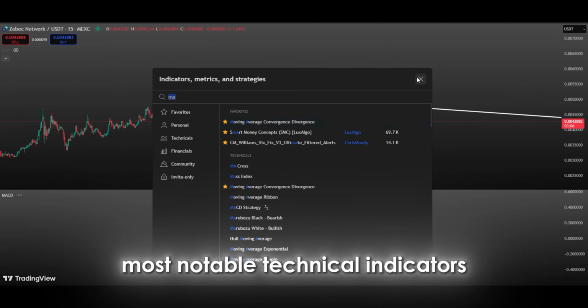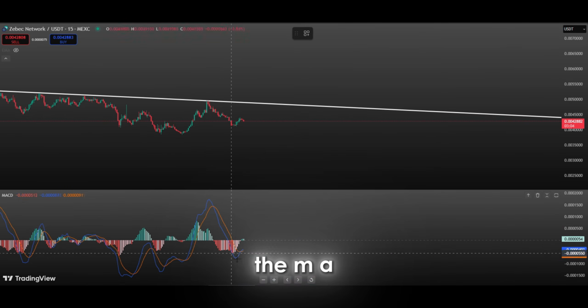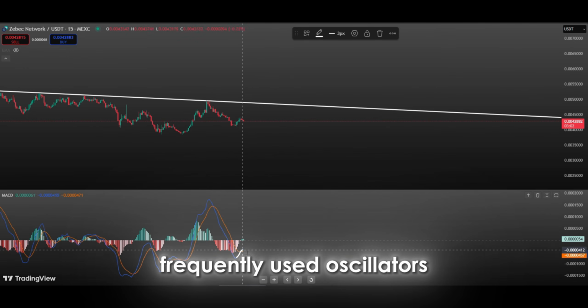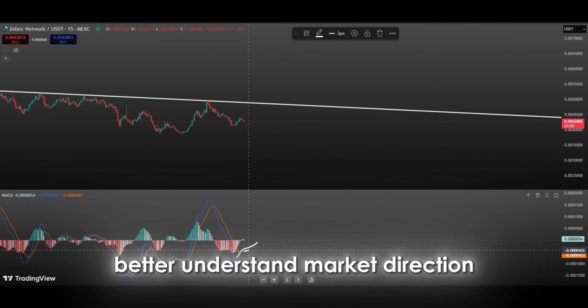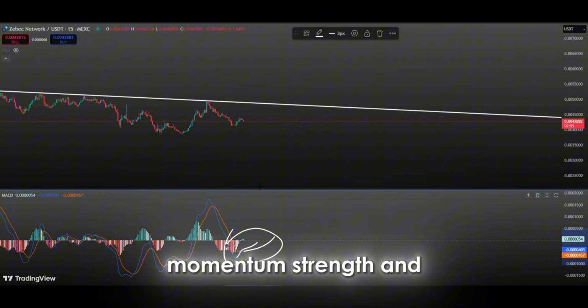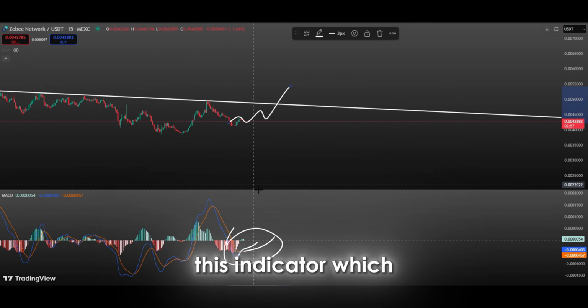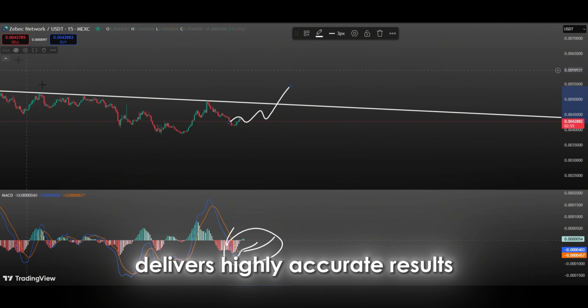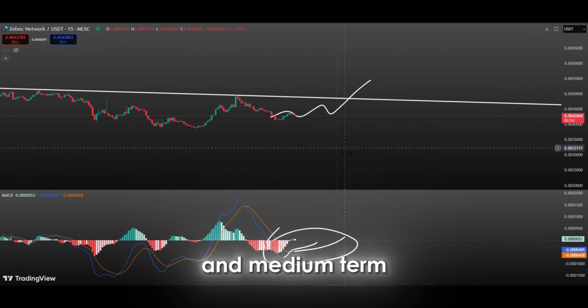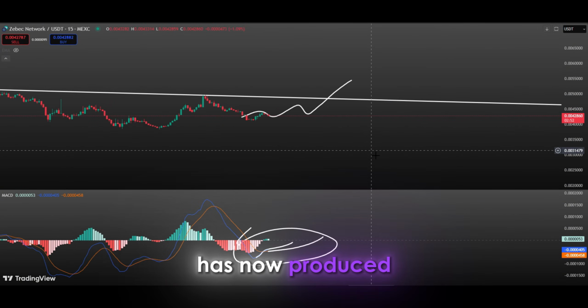One of the most notable technical indicators on the chart, the MACD, is one of the most frequently used oscillators by investors to better understand market direction, momentum strength, and potential reversal signals. This indicator, which delivers highly accurate results, particularly in identifying short and medium-term trend changes, has now produced a critical and positive signal in our current analysis.